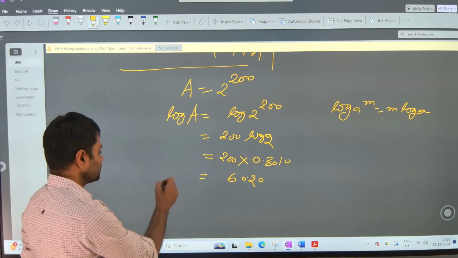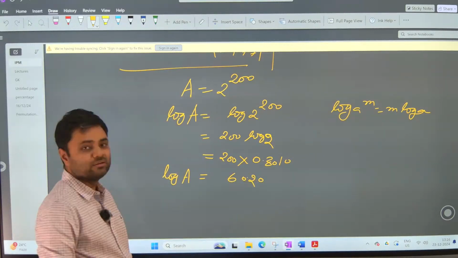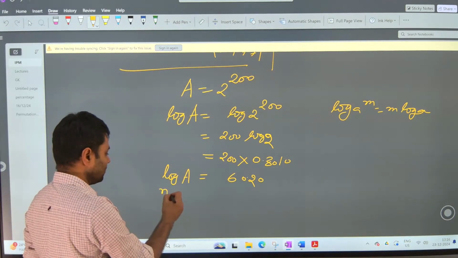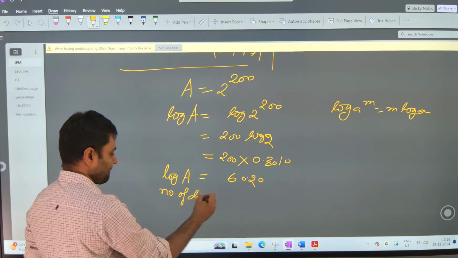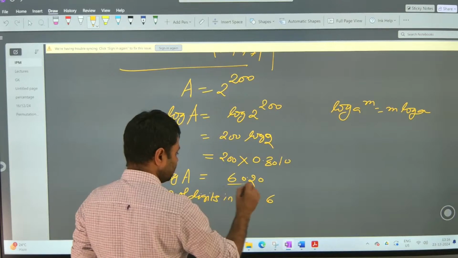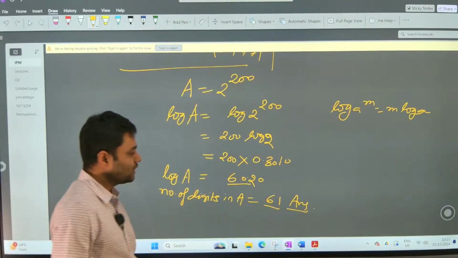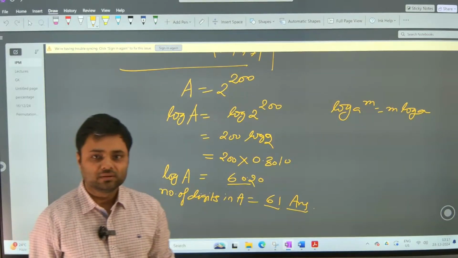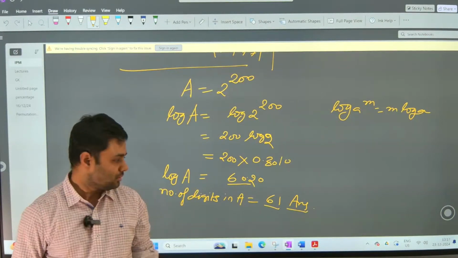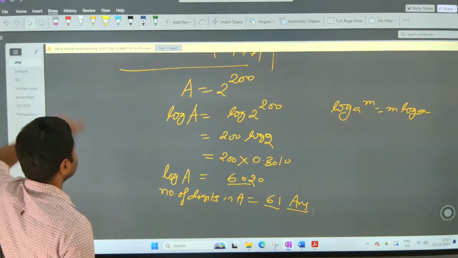So there is a number A, its log value is 60 point something. So the number of digits in A, what can we say? That will be 60 plus 1, 61, right? So that is the answer. So that is how we can find the number of digits in any large numbered power using log in this manner, right? I can take one more example.